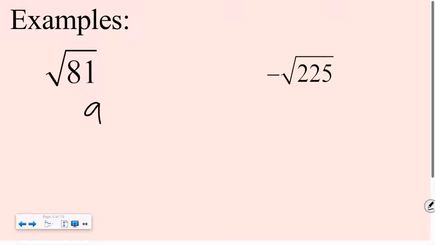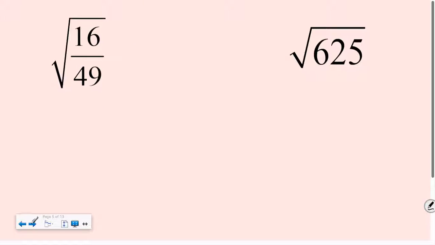9. The negative square root of 225. Negative 15. 3. We have the square root of 16 over 49.